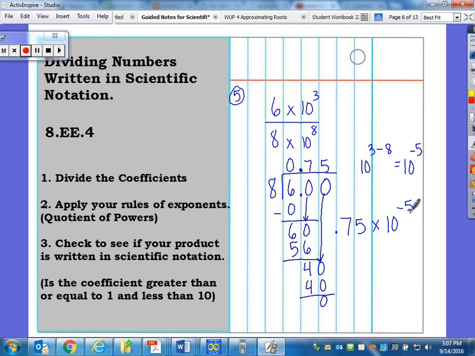Step 3 asks us to check and see if the quotient is written in scientific notation. It is not. We must move our decimal one place to the right. We are increasing our coefficient, and so our power of 10 will decrease. Our final answer will be 7.5 times 10 to the negative 6.